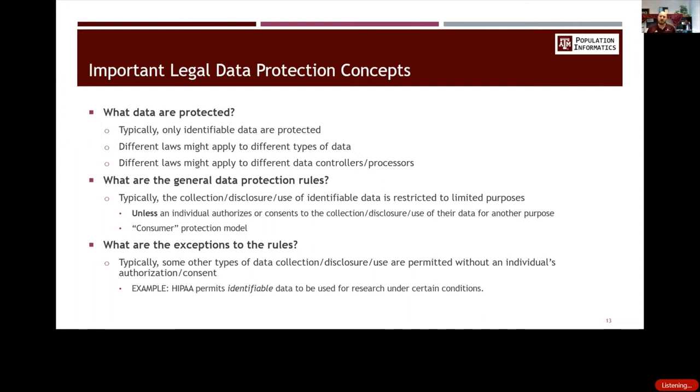Usually these are what we might think of as socially desirable purposes. A great example of this is HIPAA, this law that protects health information that many people think is a very, very strict law, has a lot of these exceptions. And one of them that's going to be really relevant in the biomedical space is that HIPAA permits identifiable data to be used for research under certain conditions, right? So that's a major and really wonderful exception for biomedical research involving secondary data.